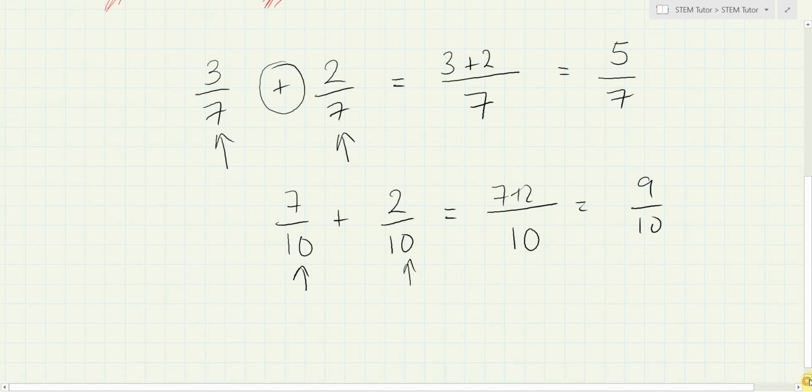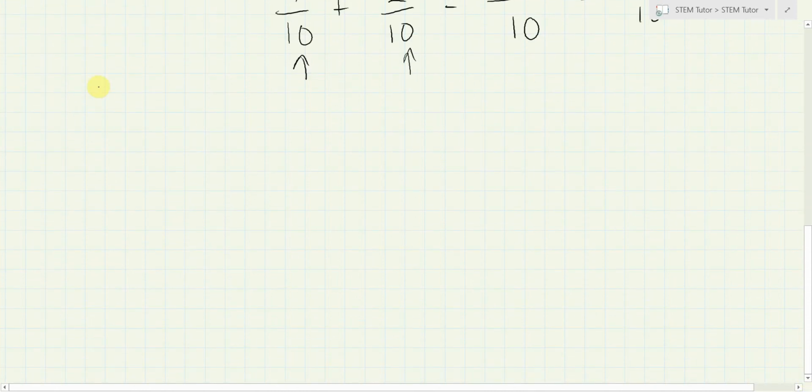So that's pretty much it with addition. Now to move on to subtraction. With subtraction, the process is exactly the same, apart from you're subtracting as opposed to adding.